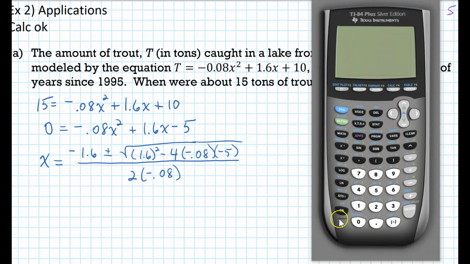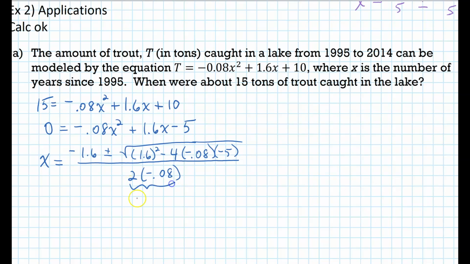All right, so I usually don't do this in one step just because I feel like it's too many parentheses. So what I'm going to do is take care of my denominator first. When we multiply 2 times negative 0.08, what do we get? Negative 0.16.